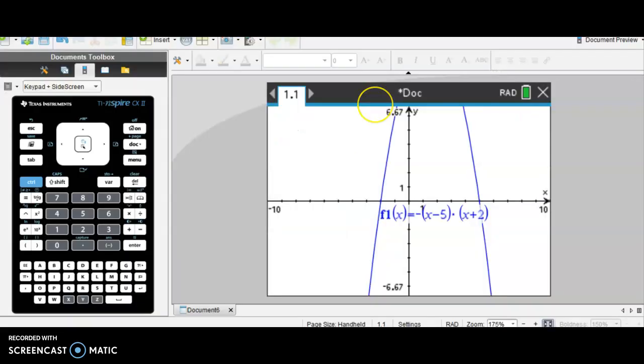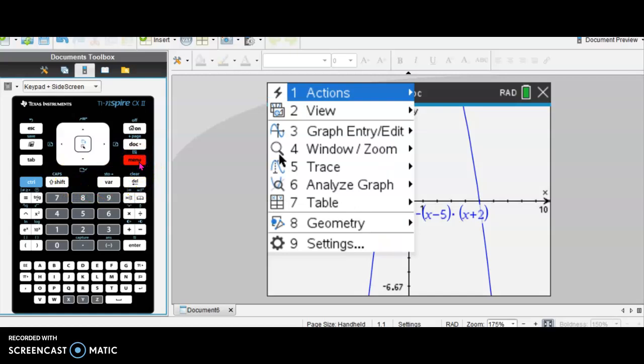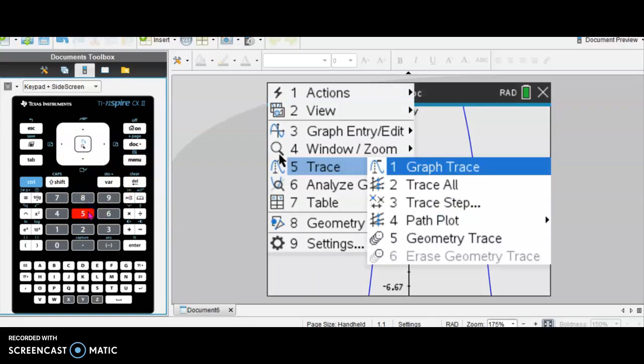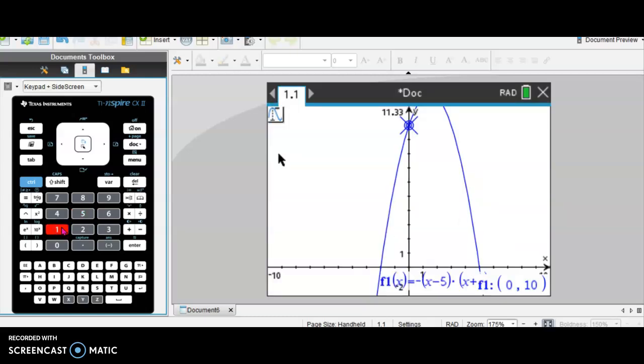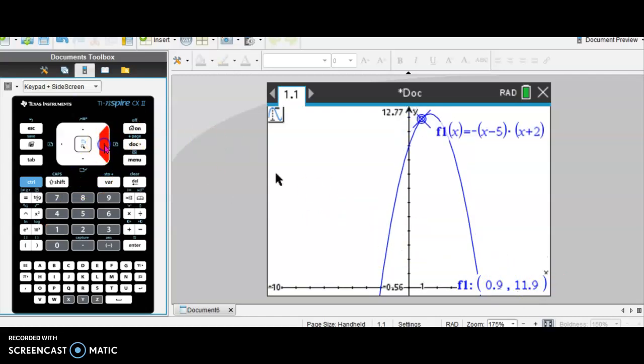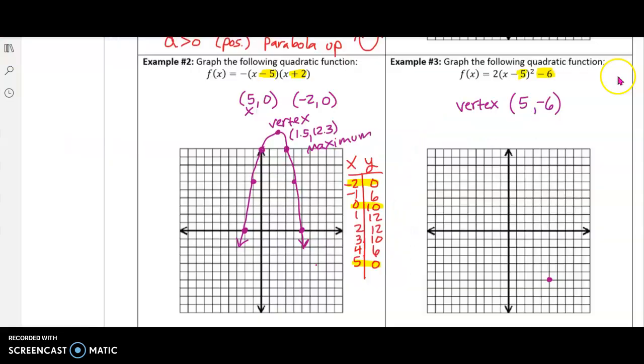Something important to note. And let's go ahead and look at the calculator real quick and try to find that vertex if we can. Another way to find points, and specifically the vertex, is to use the trace function on your calculator. If you hit menu and you go to number 5, trace, and then number 1, graph trace, I would write this down. Menu 5, 1. It'll start off at the y-intercept, and you can see the coordinate down here in the bottom right-hand side, 0, 10. And let's arrow to the right. And we can keep going until we actually get to the vertex. And look, it even says the word maximum there. So it's right here in the bottom, 1.5 comma 12.3. So I would write that down as your vertex.